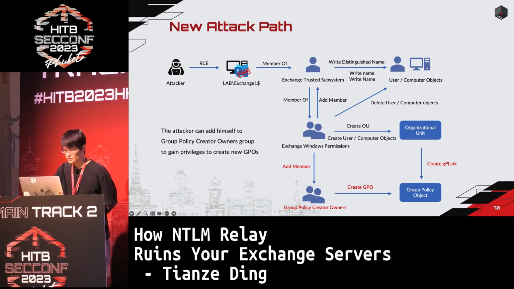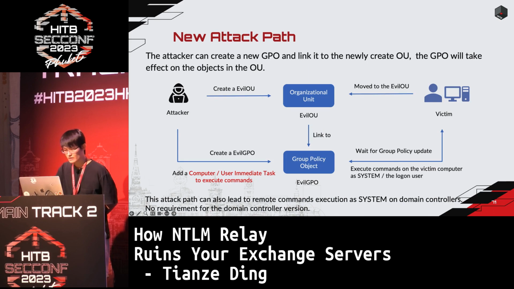The Exchange Windows Permissions group can add members to the Group Policy Creator Owners group, and this group has the privilege to create new GPOs, group policy objects, in the Active Directory. Then the attacker can create an evil GPO and create a GP link from the evil OU to the evil GPO. The group policy set in the evil GPO will apply to the evil OU.